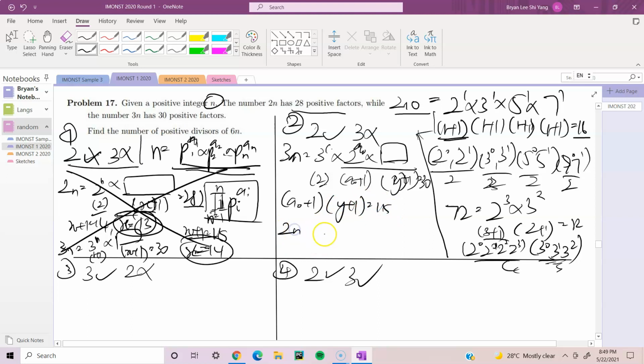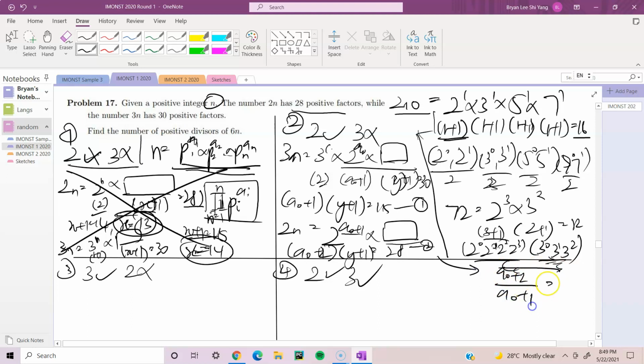Now for 2n, we just have 2 to the a0 plus 1 power, and then times this whole thing, which is 5, 7, or any other prime. So we would have a0 plus 2 times y plus 1 equals 28. Now when you divide both of these, first equation and second equation, we will get a0 plus 2 divided by a0 plus 1 would be 28 over 15. Consecutive numbers having a ratio of 28 over 15 is not possible, as you can try yourself, okay? Not explaining it here, so the second case is also not to be considered.